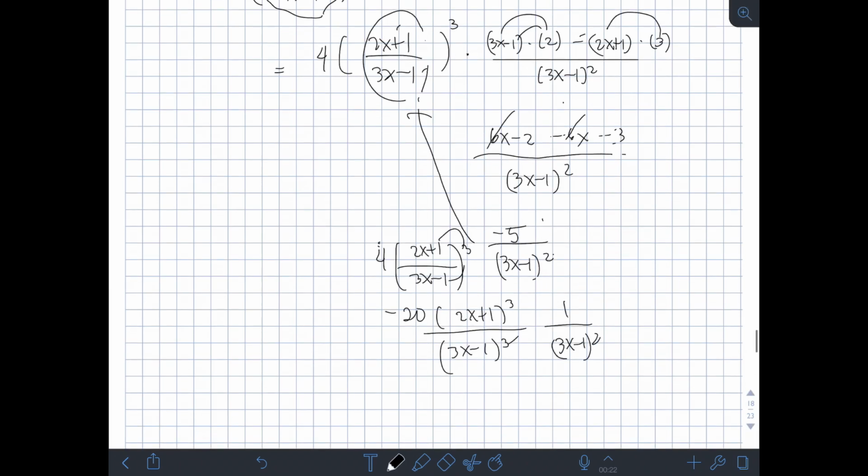So, by the law of exponents, we add the 3 and 2. So, it becomes, let me delete this, to the 5th. Okay? So, therefore, this is the final answer.